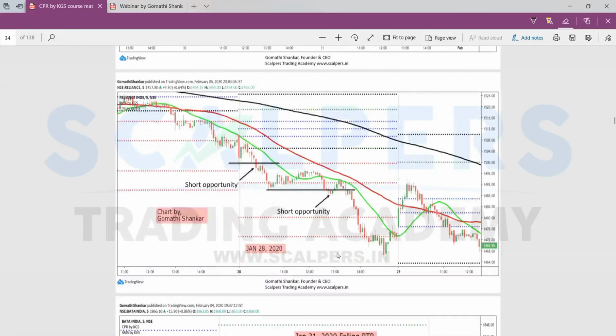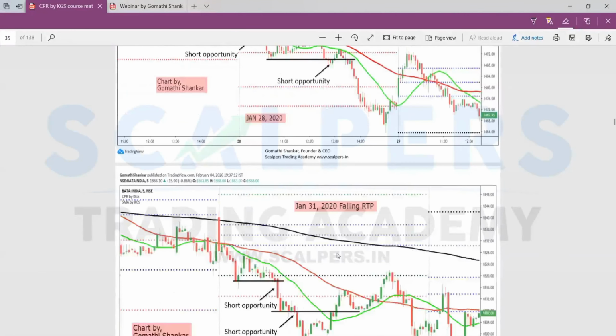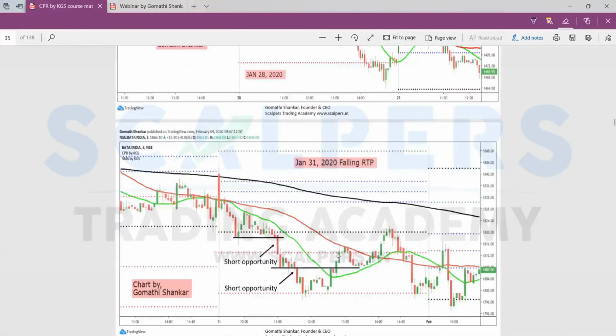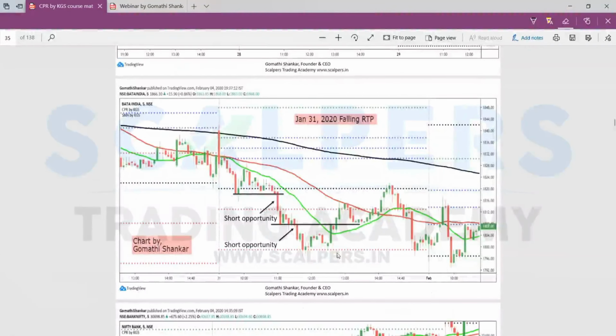See, already I told you RTP forms in the morning. If it is forming in the afternoon, don't consider. If RTP is forming after 2 p.m. or after 3 p.m., don't consider.